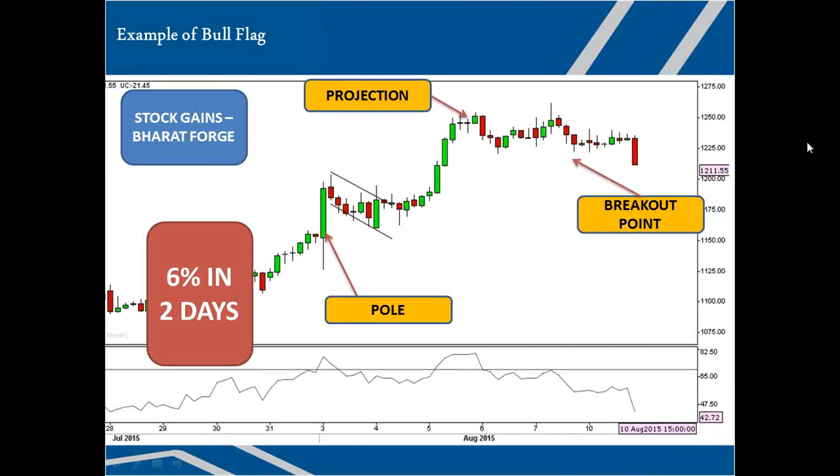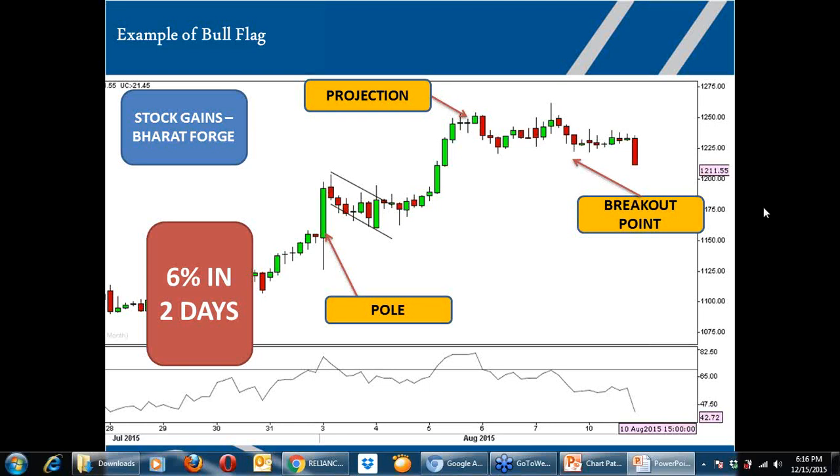You can see here, you can see this flag, and this is the pole, and from the breakout point you can take the height of the pole. It meets the intended target.